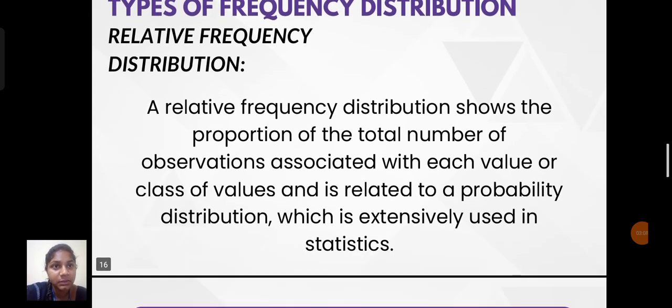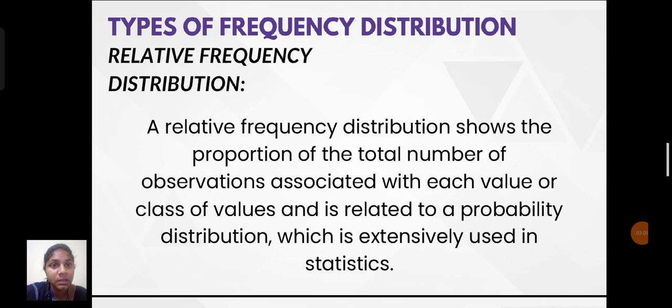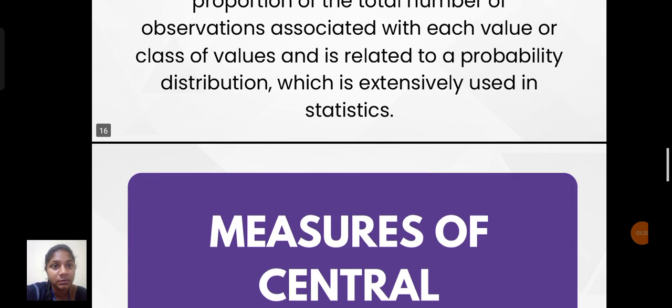Next, relative frequency distribution. Relative frequency distribution shows the proportion of the total number of observations associated with each value or class of values, and is related to a probability distribution, which is extensively used in statistics.